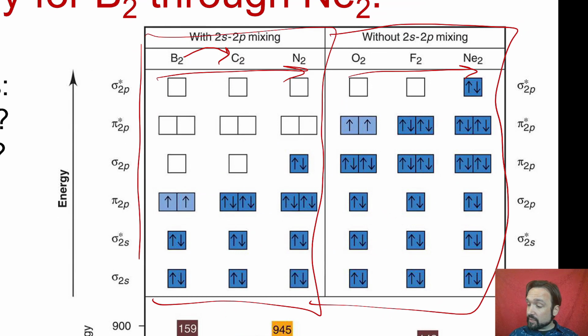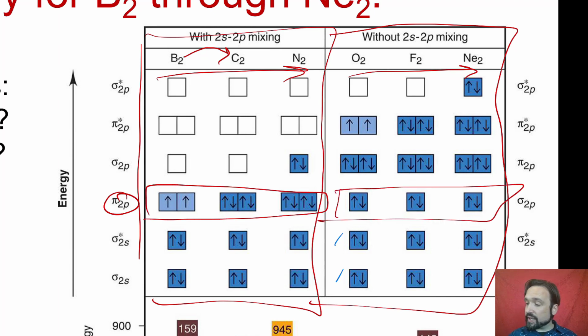All right, now we can see a couple different things happening here. We've got our sigma 2s and sigma 2s star, always going to be the 2 on the bottom, but what comes next depends on whether we have mixing or not. Whether we've got the pi 2p that we see here when we have mixing, or the sigma 2p when we have no mixing. That doesn't matter a ton down at the bottom, except that it is one of the reasons that we see paramagnetism in diboron, but not in dicarbon or dinitrogen, right?